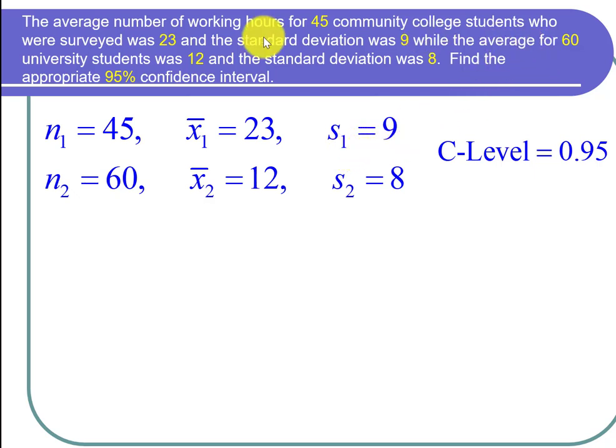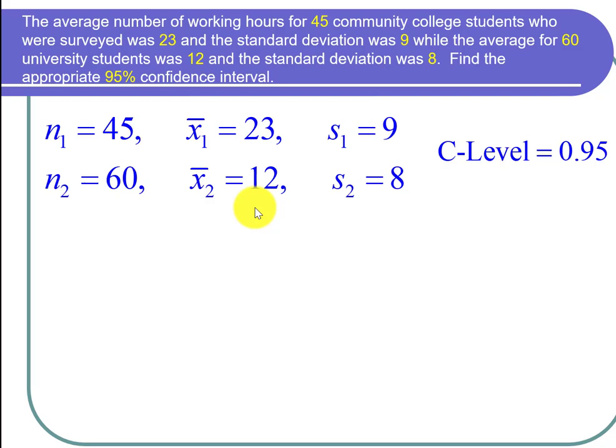Now the average for 60 university students, that's the sample size for the second sample, so N2 equals 60. And their mean, or their average, was 12, so X2 bar equals 12, and their standard deviation was 8, so S2 equals 8. We want to find the 95% confidence interval. So the C level, or CL, equals 0.95. Okay, now that I have all of the important information, I'm ready to put it into a calculator.